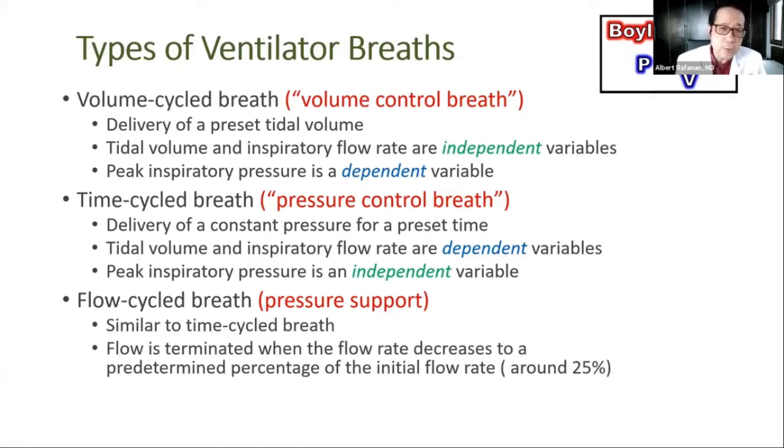Flow cycle breath, as we talked about in pressure support, is similar to a time cycle breath, except it stops giving a breath when the flow decreases to a predetermined percentage of the initial flow rate, around 25%. This is in patients who are breathing spontaneously. In some machines, you can actually change the predetermined percentage of the initial flow, 20, 30, 40, depending on the patient. But the default setting for all your pressure support is a 25% flow rate decrease.